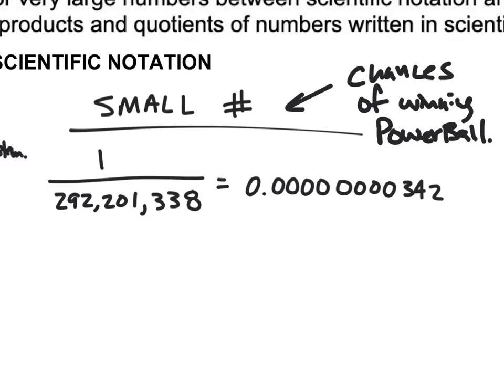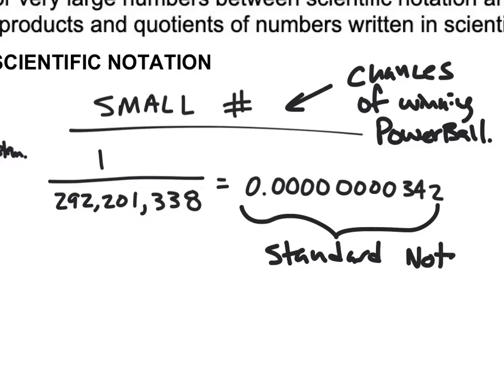Sometimes it goes as long as 6 months, and that's when the pot gets really big. But that's the idea. All right, so this is a really, really small number. Now this is in standard notation, with all those zeros.